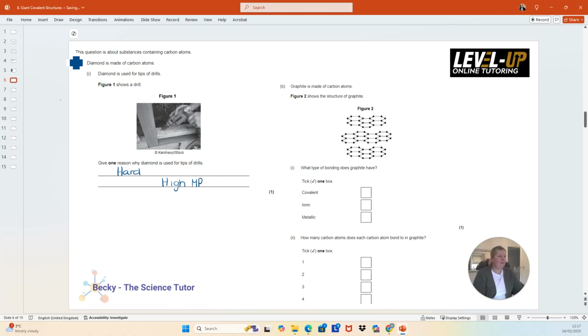Then we've got graphite, and again it tells us it's made of carbon atoms. We've got a diagram to help support us. What type of bonding do we have? Well, if we're unsure, just think about our rules of bonding. Carbon is a non-metal, so therefore we've only got non-metals involved in that bonding, therefore we must be covalent, so they're going to share those electrons. How many carbon atoms does each carbon atom bond to in graphite? Diamond it is 4, graphite it is 3.